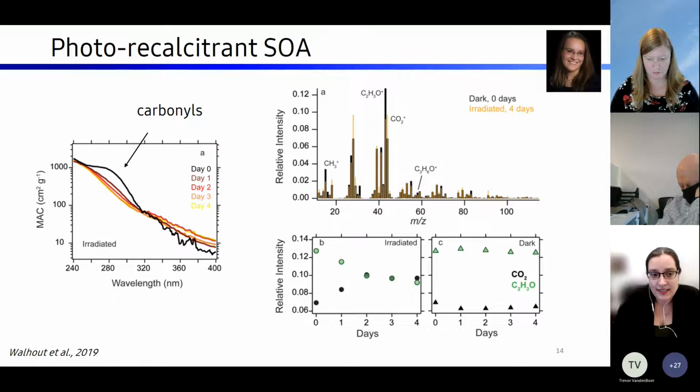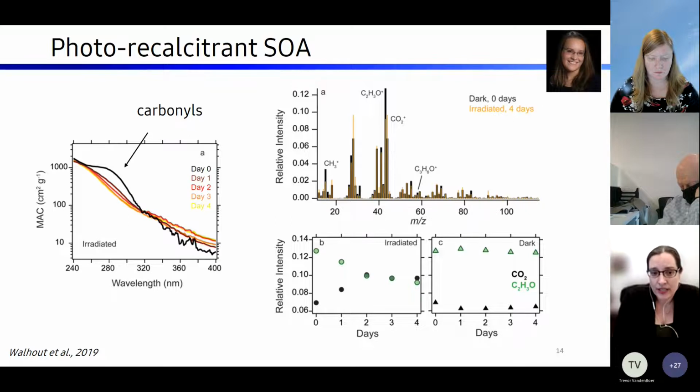What we see initially is a peak that we would expect to see at 280. So this is carbonyls. There's a lot of carbonyl compounds that are formed during this ozonolysis. But as we irradiated this, those carbonyls dropped relatively rapidly. And at days 3 and 4, there's very little change left in that system.